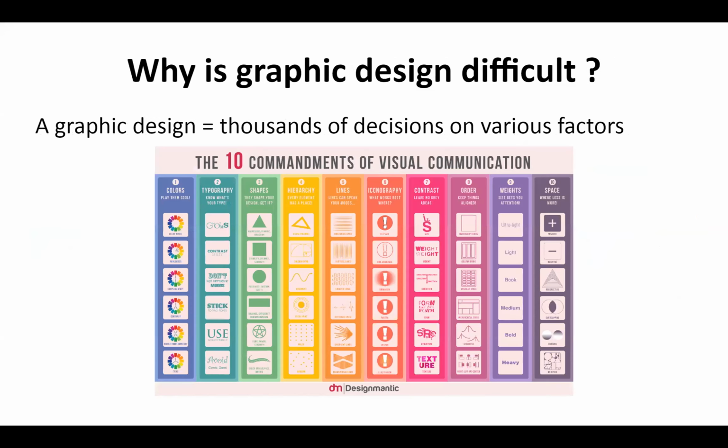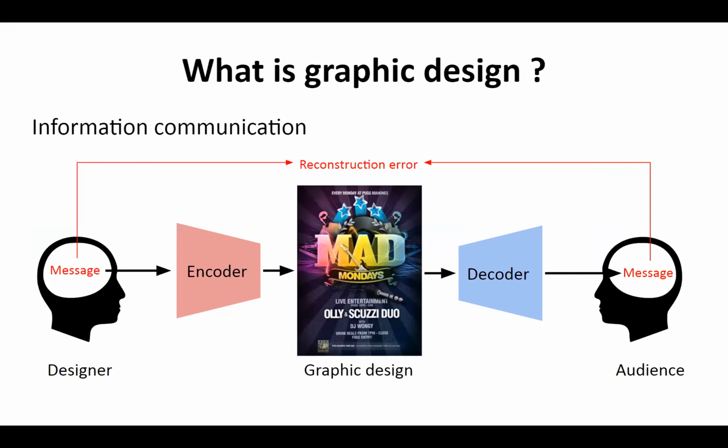We can model the information communication process using an autoencoder. With some message in mind, designers try to encode the message into a graphic design, for example, a music poster here. And when audiences see the poster, they try to decode the message underlying it. And the ultimate goal of graphic design is to minimize the difference between the ground truth message and the message decoded by the audiences.